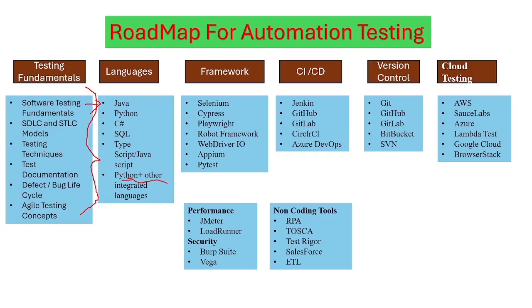Next, currently from an automation perspective, most of the companies are looking for JavaScript, and next Java and Python. Python is followed by many companies because it helps with testing AI models and chatbots. All these things can be automated.